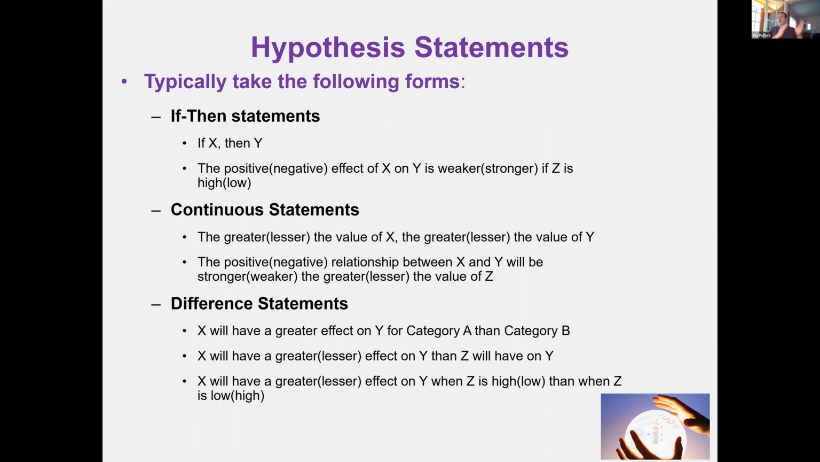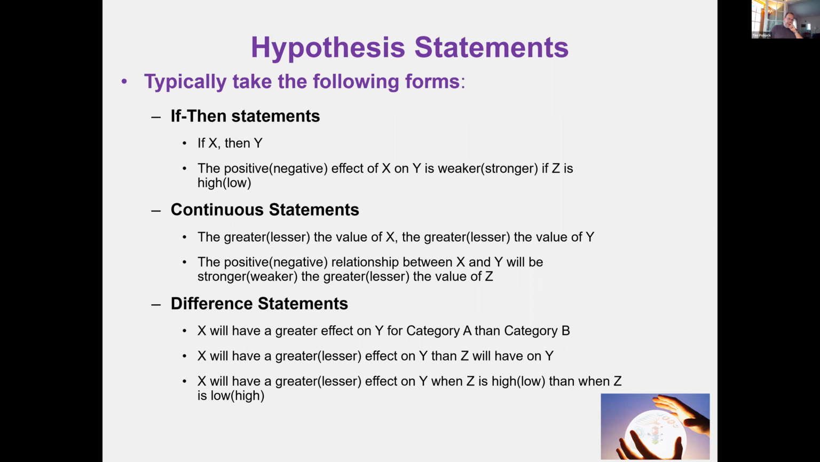If you're doing a process type of argument and there's a cognitive process that's mediating, it's probably going to be more continuous. If it's some sort of binary, if this exists, then we'll find something else, then it might be an if-then statement, because it can be present or absent, and it's just a binary outcome. I'm trying to think of a good example off the top of my head.